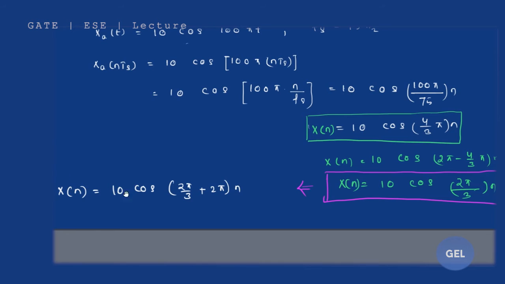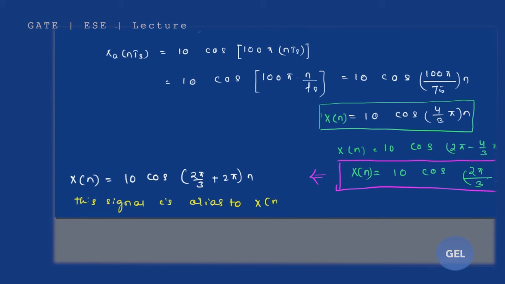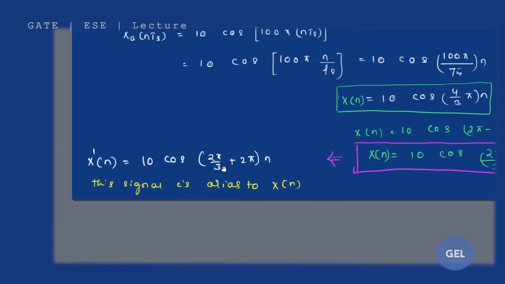That means this signal is alias to x of n. Now this is x dash n. So this signal is alias to this x of n. Clear? Now this value will come out to be 2π/3 plus 2π, that will be 3 into 2 is 6, plus 2π, so 8π/3. Now I can write 8π/3 into n. Now it can be said that this 8π/3 is alias to this function.